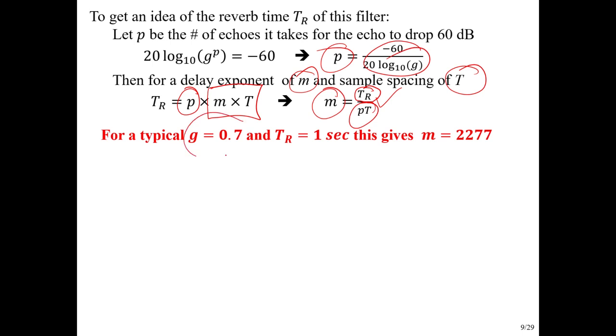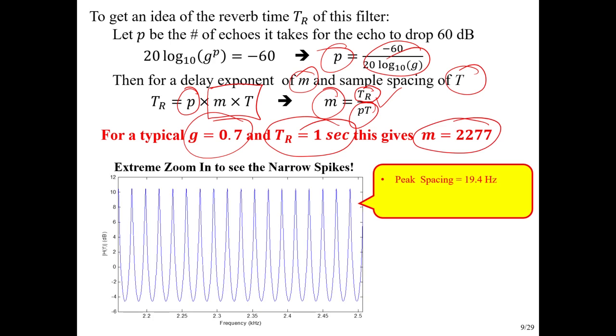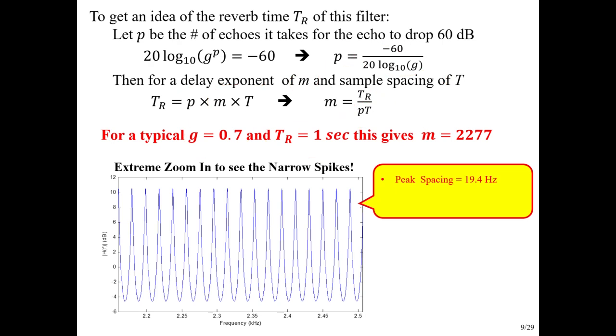and so if I plug in something typical, like we said, 0.7 is something that most people who study reverb would say is a reasonable value, and a 1 second reverb time. That's not a terribly long reverb. That gives us M on the order of 2,277.